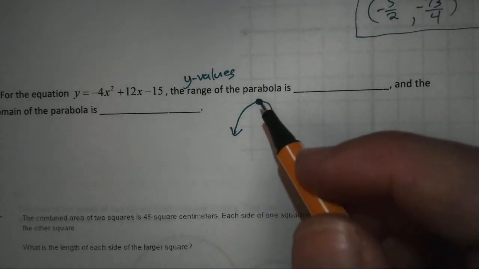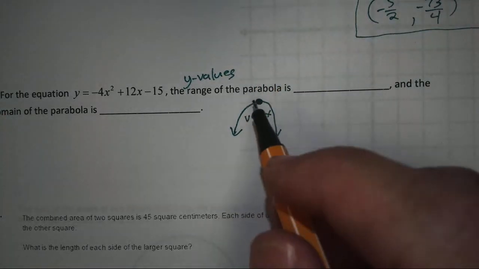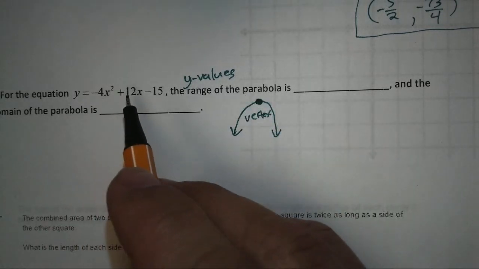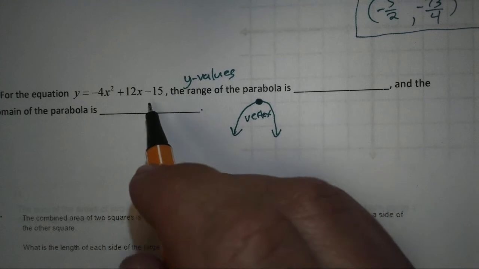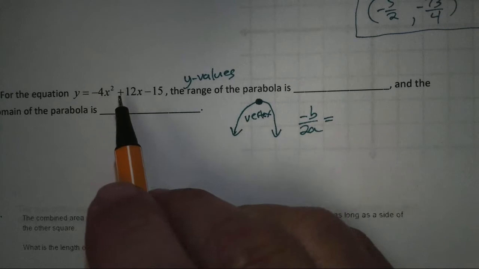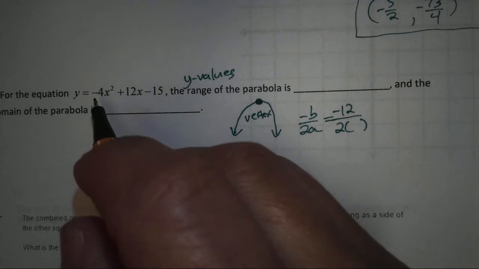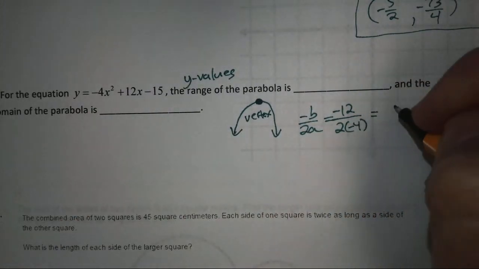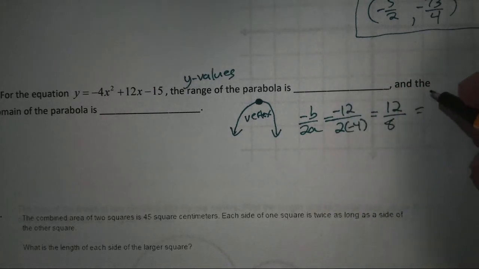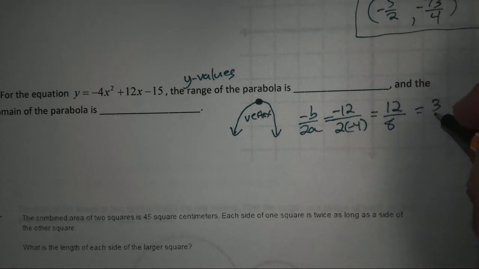Well, remember, this top is a very special point. That's what we call the vertex. So if we can figure out what the vertex is, we can figure out the highest y value it hits. And that's exactly what we're going to do. So we're going to take our equation and use our vertex formula, negative b over 2a. Our b value is 12, so it's going to be negative 12 over 2 times a. Our a value is negative 4. So that's going to give me 12 over 8, because a negative over a negative makes a positive. And if we divide both of these by 4, we get 3 halves.